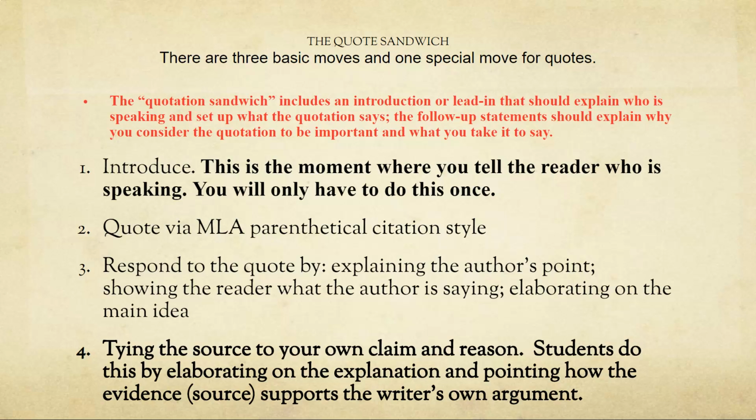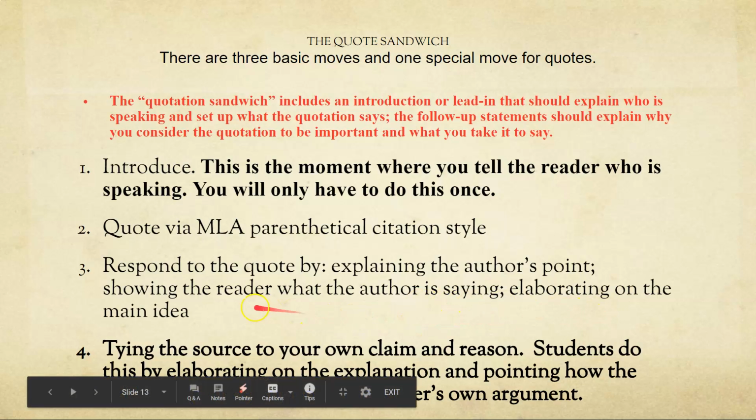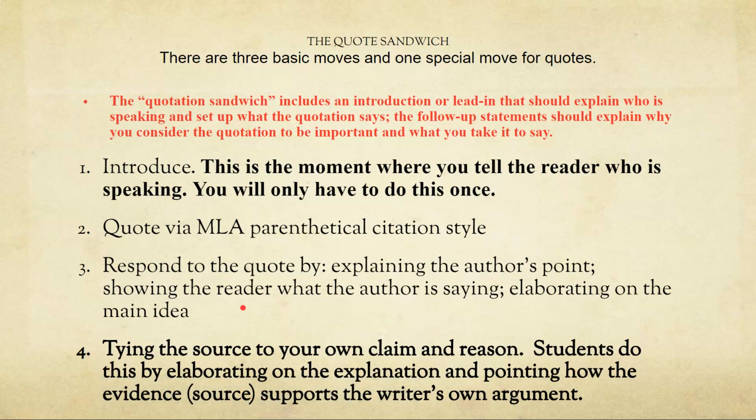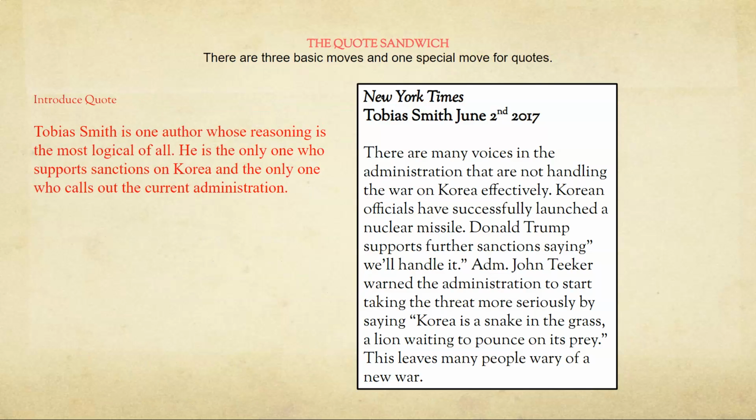Now, you also want to respond to the quote by explaining the author's point, showing the reader what the author is saying, and elaborating on the main idea. Now, the most important part here is tying the source to your own claim and reason. So students will do this by elaborating on the explanation and pointing out how the evidence or sources support the writer's own argument.